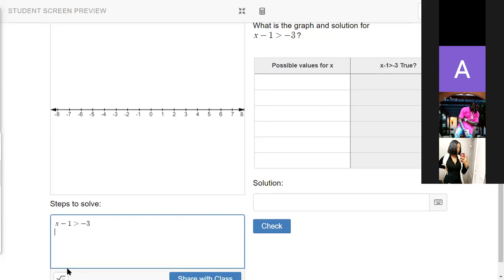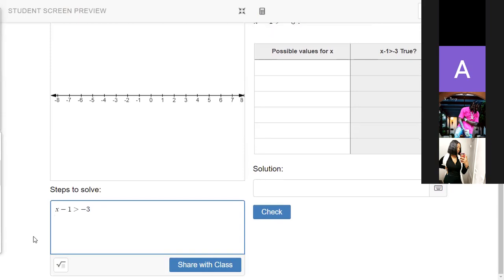Can anyone help Isaiah? What's the first step here? What do you think, Charlize? What's the first step I need to do here? What's the question again? All right, I'm solving X minus 1 is greater than -3. I want to get the X all by itself. So what's the first step I should do? Subtract 1 from each side or add 1 to each side.